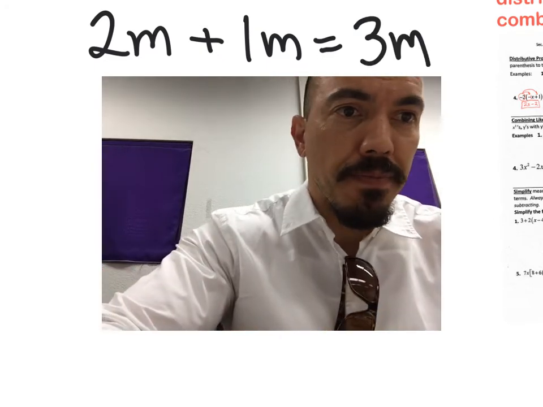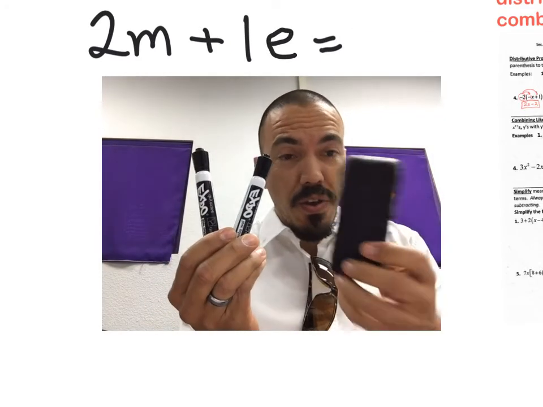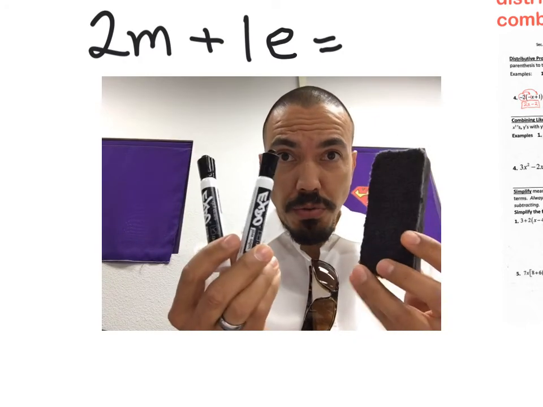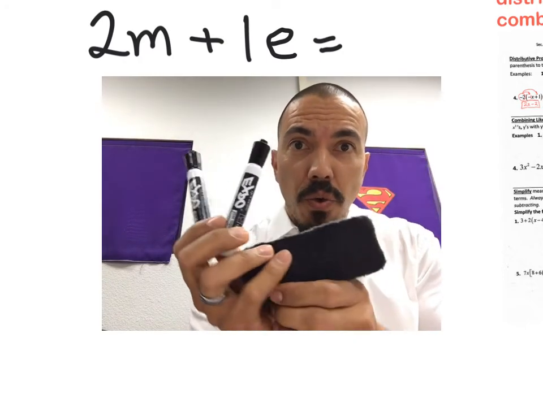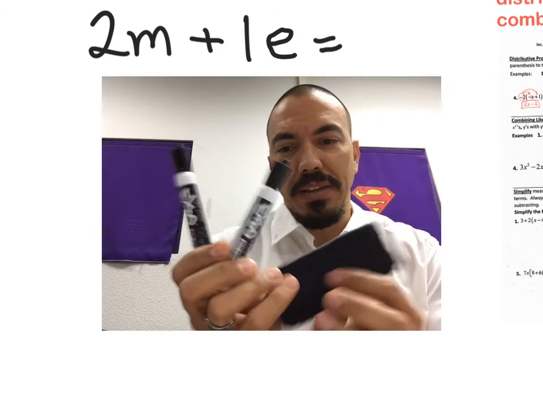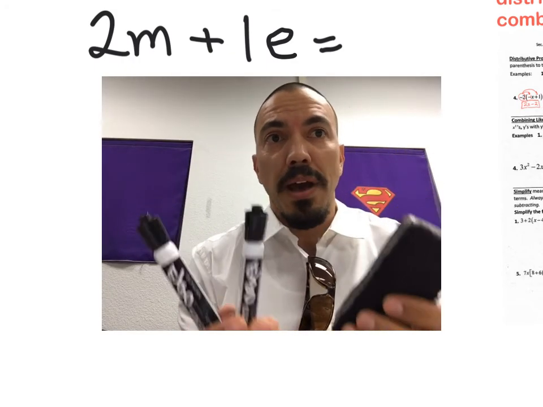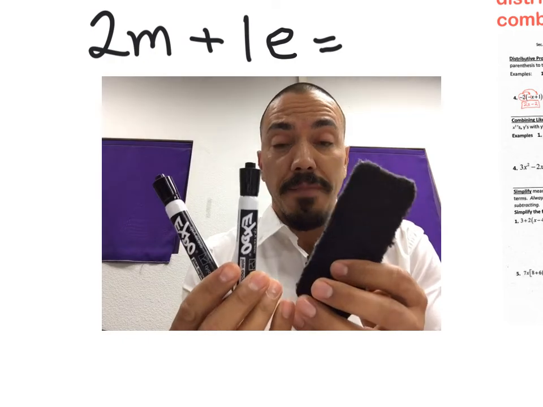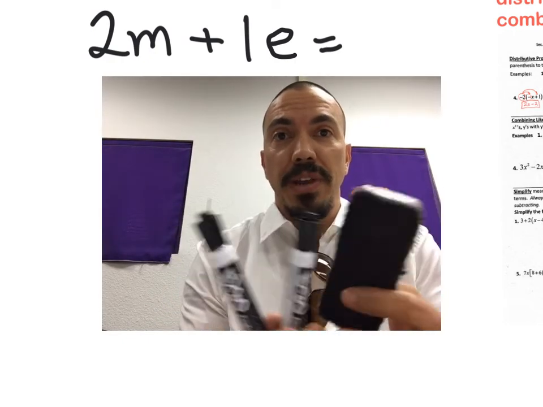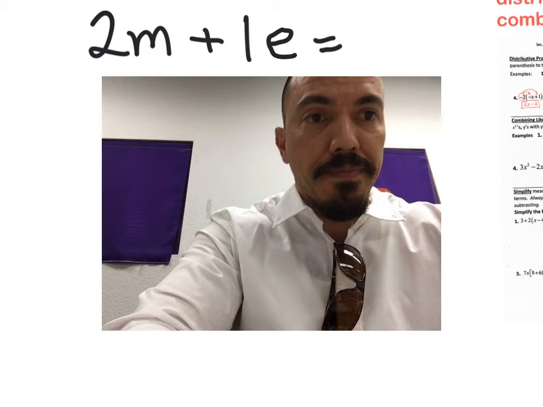But let's switch it up. How about this? Let's say we have 2 markers plus 1 eraser. Okay, so if I have 2 markers plus 1 eraser, what do I have? It's not 3 markacers. You can't do that, right? That'd be wrong. It's actually just 2 markers and 1 eraser. So the answer to 2m plus 1e, 2 markers plus 1 eraser, is exactly that, 2 markers and 1 eraser. You can't really do it, just rewrite it. So the answer would be exactly that, 2m plus 1e.